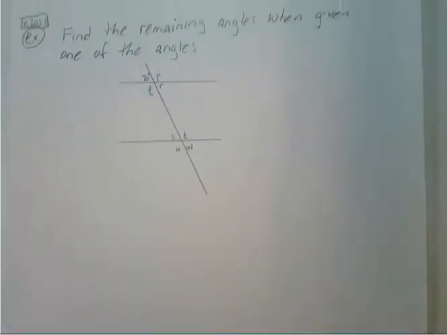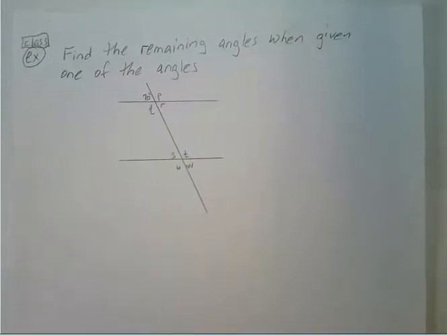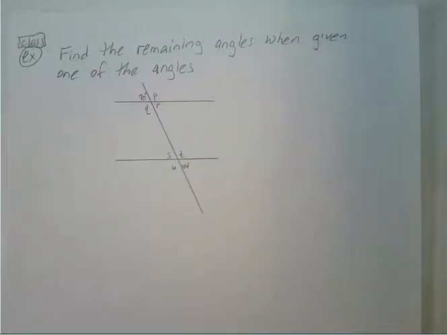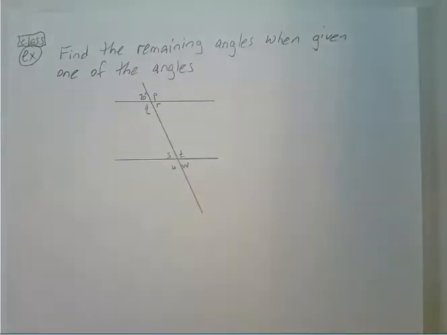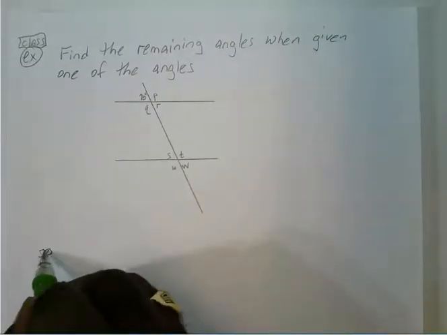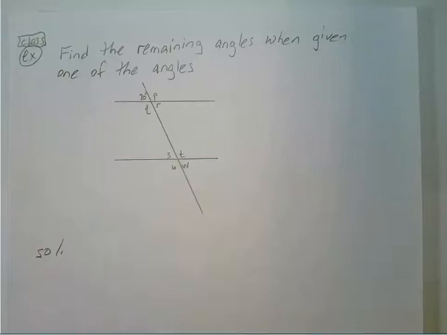And this one is an example that I want you to do. So I want you to go ahead and press pause and try to find those remaining angles on your own. All right, so I'm assuming you've pressed pause and worked this one out. Okay, so the only angle given to us was 70 degrees. So let's go ahead and solve the rest of them.